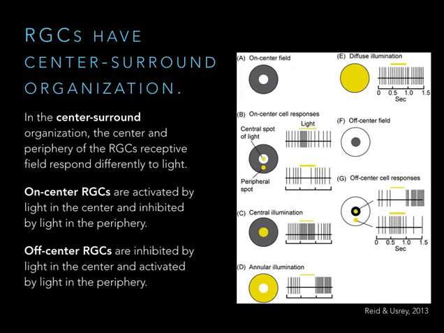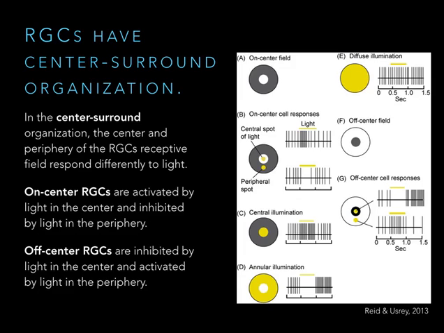On-center retinal ganglion cells are going to be activated when there's light in the center of their receptive field. They'll be inhibited when light enters the periphery of their receptive field. Off-center retinal ganglion cells are going to be turned off whenever light is in the center of their receptive field. Instead, they're going to be activated by light that's in the periphery of their receptive field.